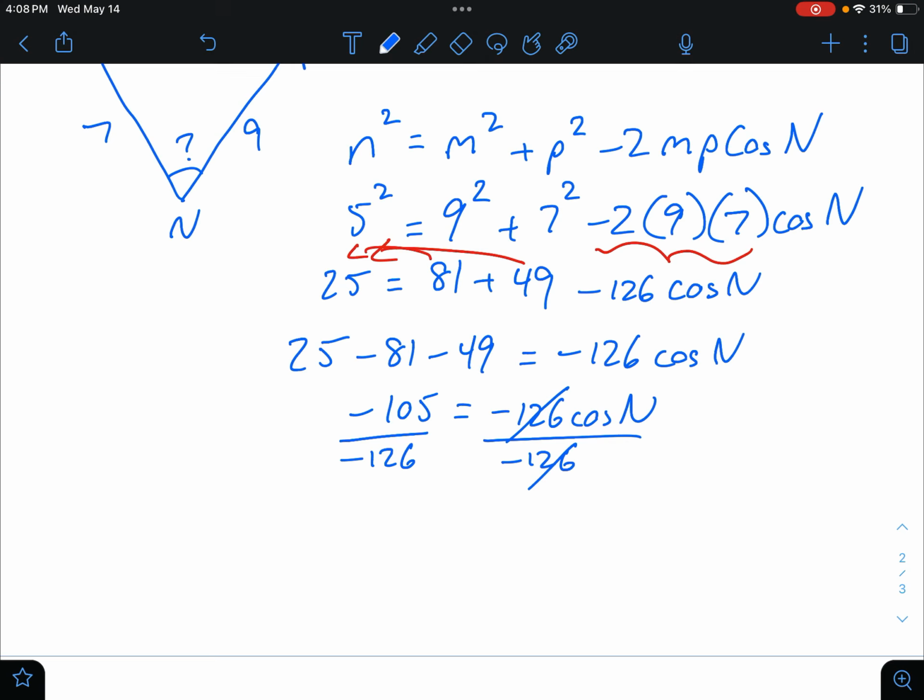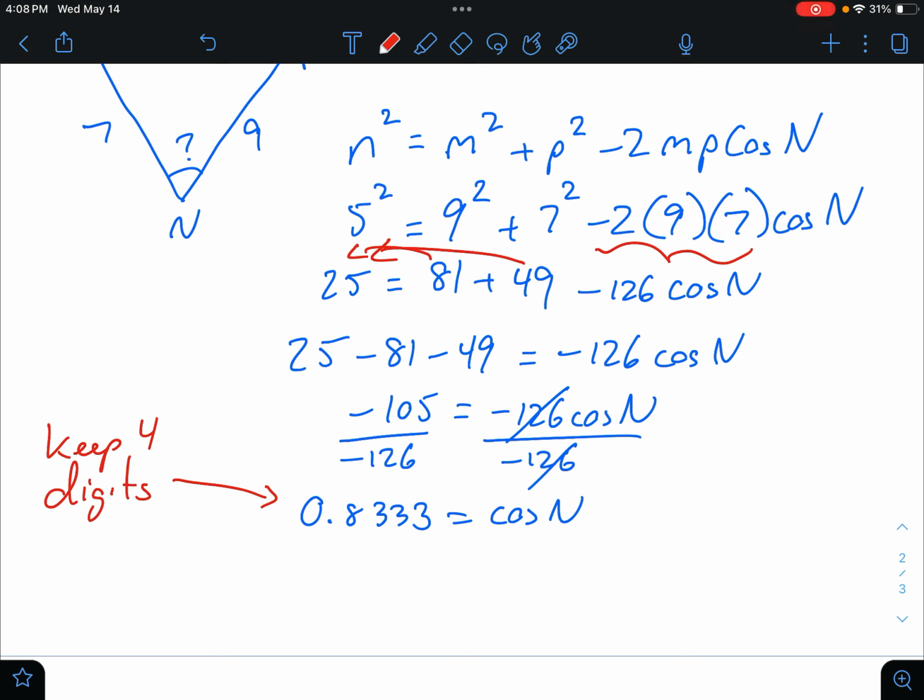This is going to give me decimals. The decimals you're going to get is 0.8333. And I think it repeats. Okay? And that's equal to cos n. This number right here, my advice to you here is keep 4 digits no matter what.